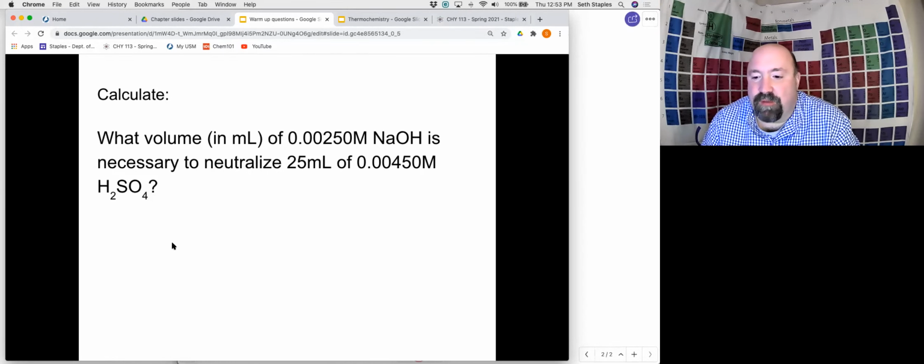I know some people are sometimes tempted to use the M1V1 equation, but this is not a dilution. You cannot use that equation. Sometimes it'll work just because of coincidence of the way the numbers work out, but for this one, it would not. And so I'll give you a hint. The first thing I would do is set up your balanced chemical equation for this. And then that's all I'll say about this one. So go ahead and try it out and see what you can do.